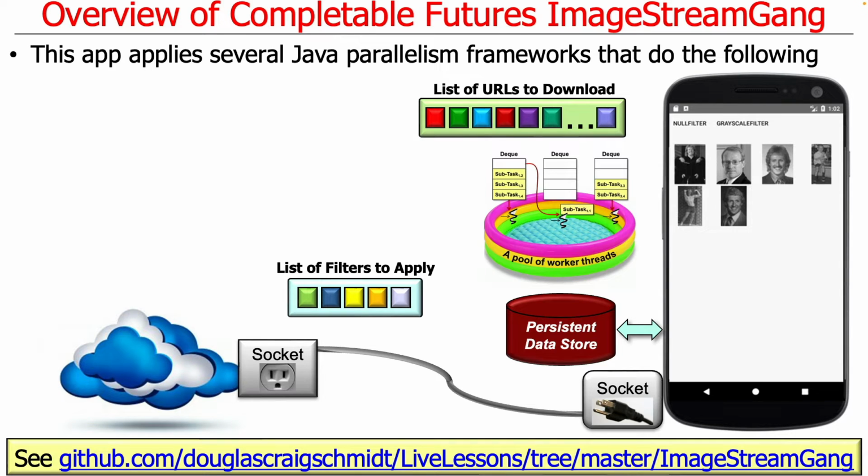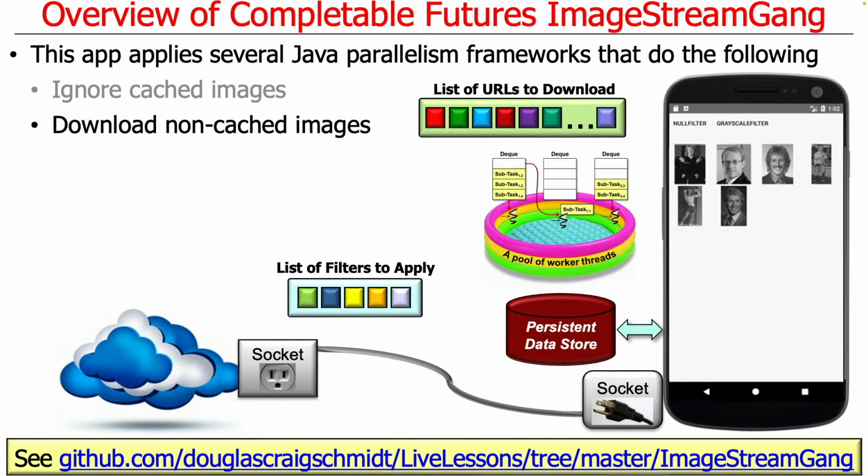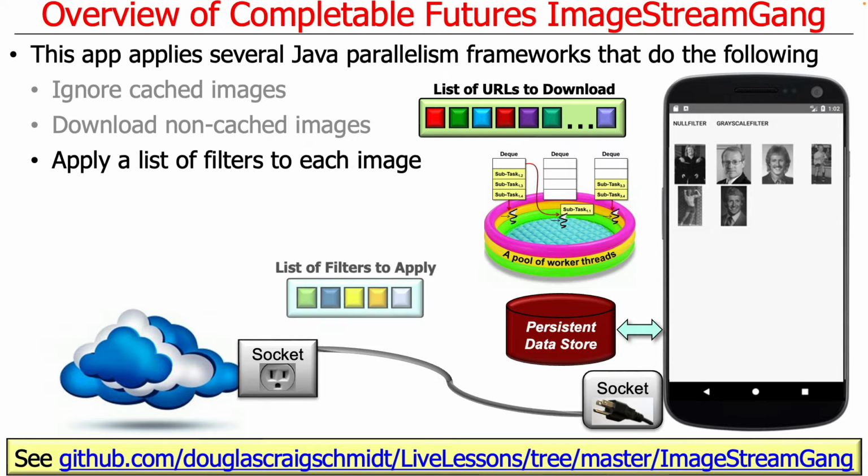So recall that several parallelism frameworks are applied in the ImageStreamGang example. Actually, there's even more of them than we're going to cover right now. But what they all typically do is they get a list of URLs to download. They ignore any images that are already cached locally. Then they go ahead and download the non-cached images, so they'll be available on the device.